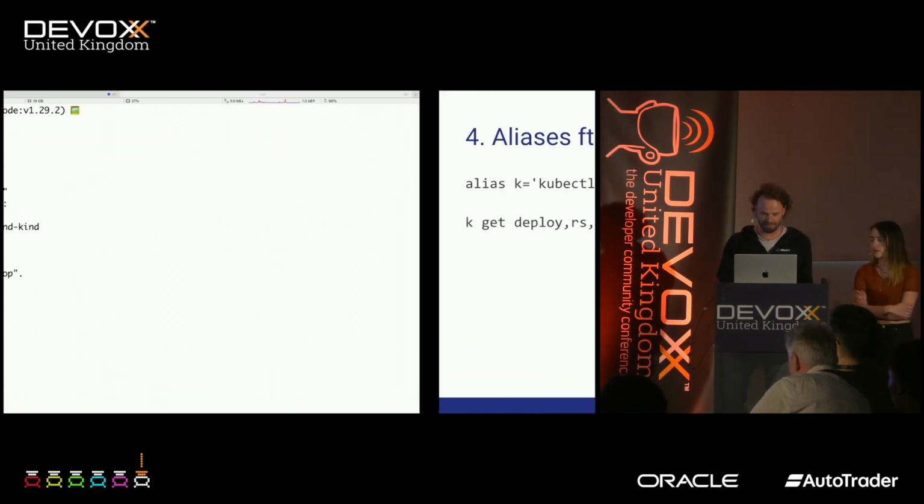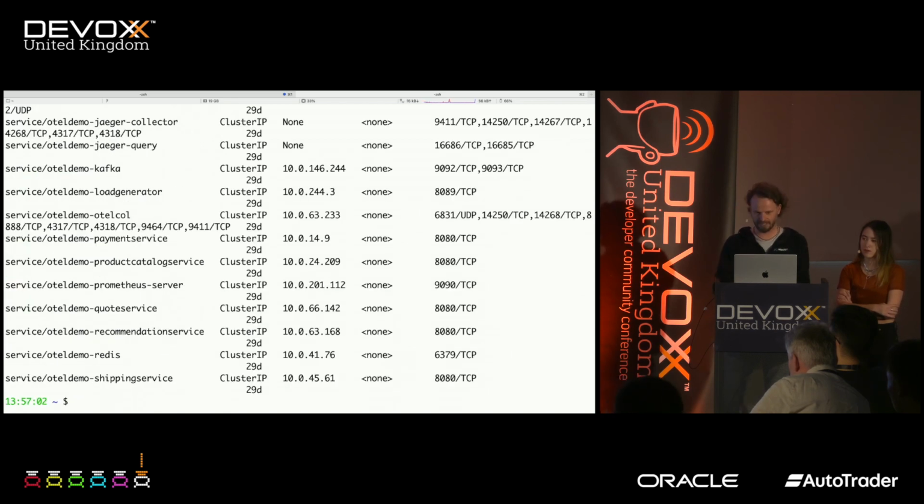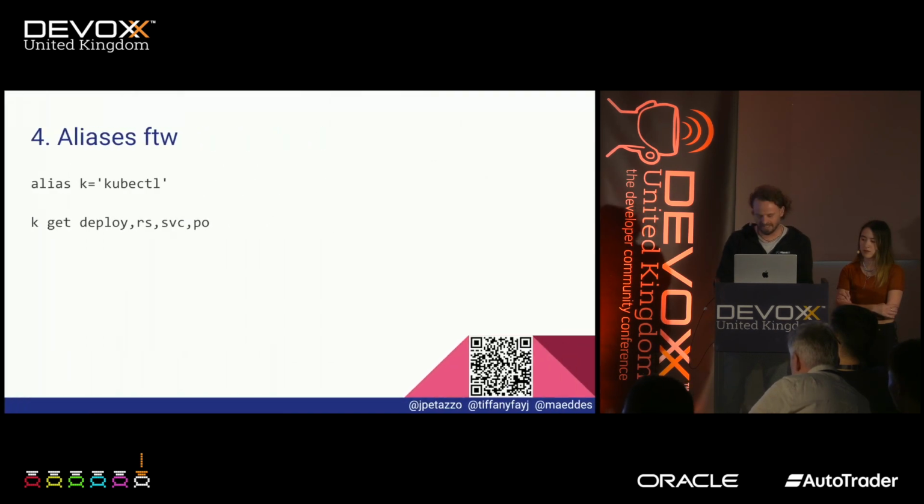And in this case, I have it already enabled, but this is the way you do it. So you can say kubectl get deploy, replica set, pod, and service. And then all the things are going to get listed. This is an easy one.